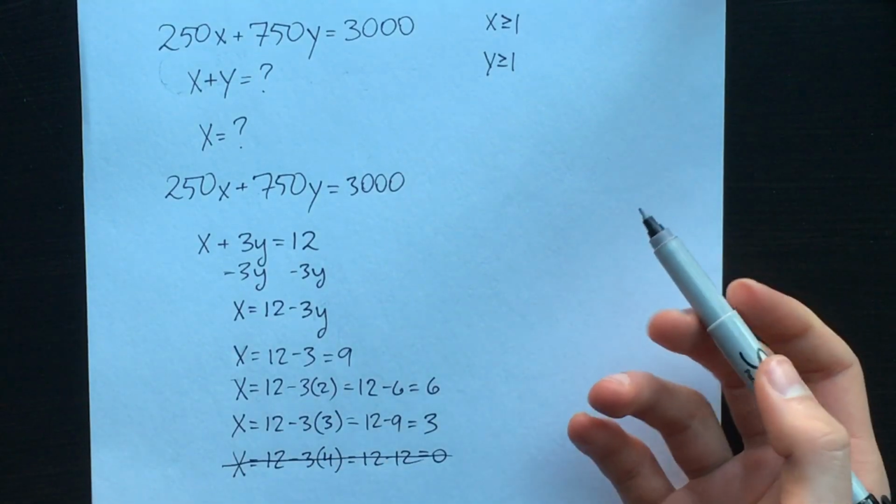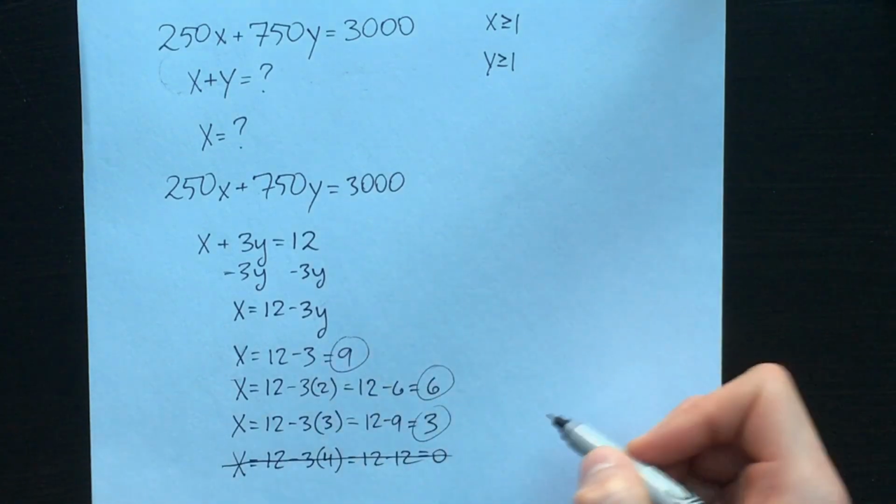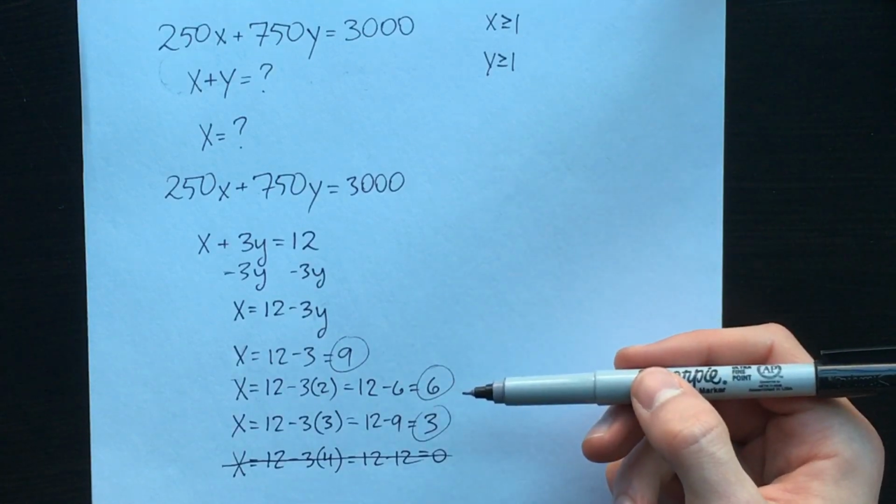So the answer to the problem, you can either bubble in 9, 6, or 3. Each one of these answers is a correct number of possible $250 bonuses.